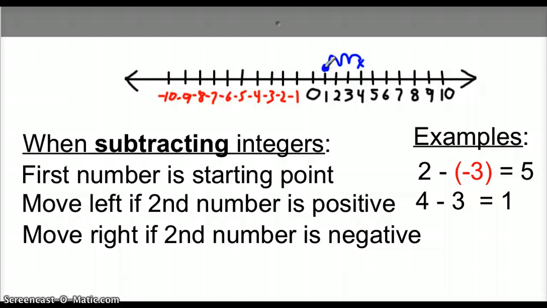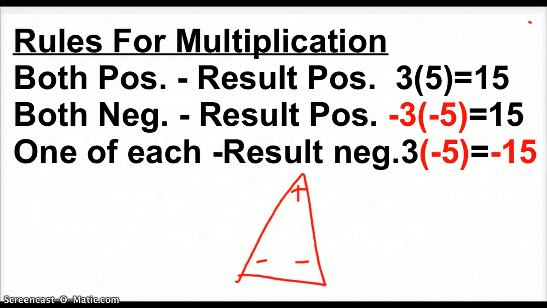And now let's look at what we can do for multiplication. Here's just a little trick that should be able to help you out. So rules for multiplication, if you have both positive, your result is going to be positive. So you multiply two positive ones together, you get a positive result. An example here, 3 times 5 is 15. If the numbers are both negative, you're also going to get a positive result. Negative 3 times negative 5 is a positive 15.